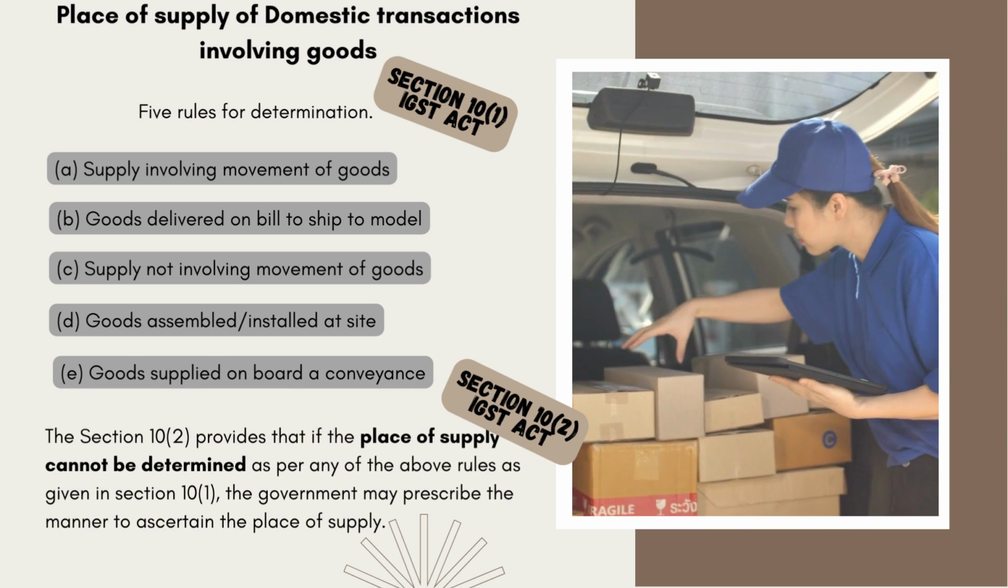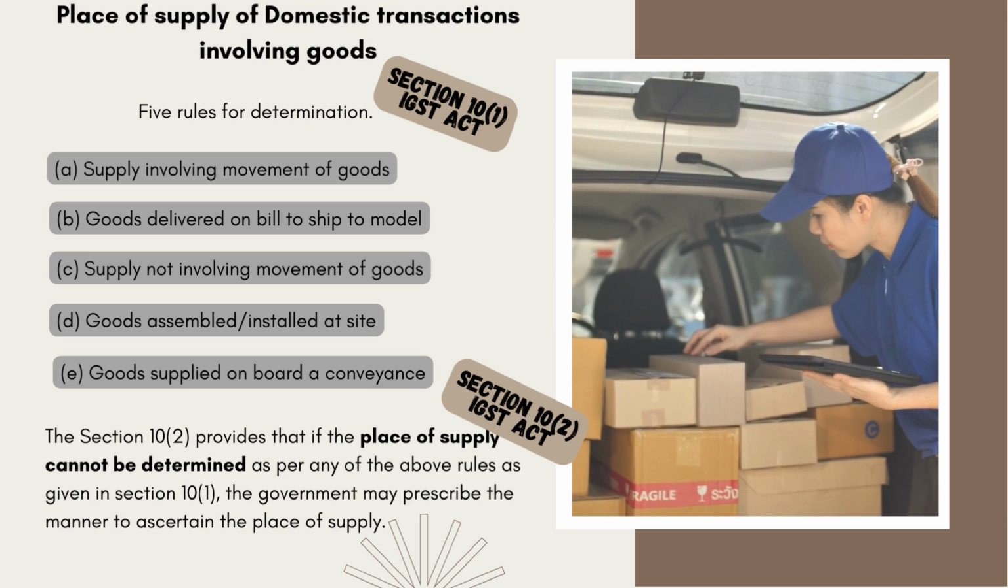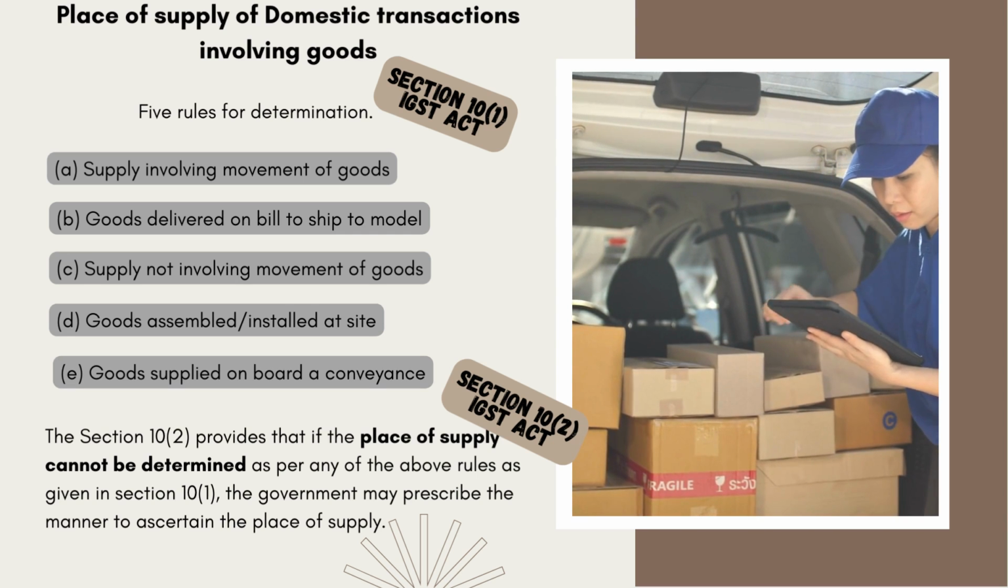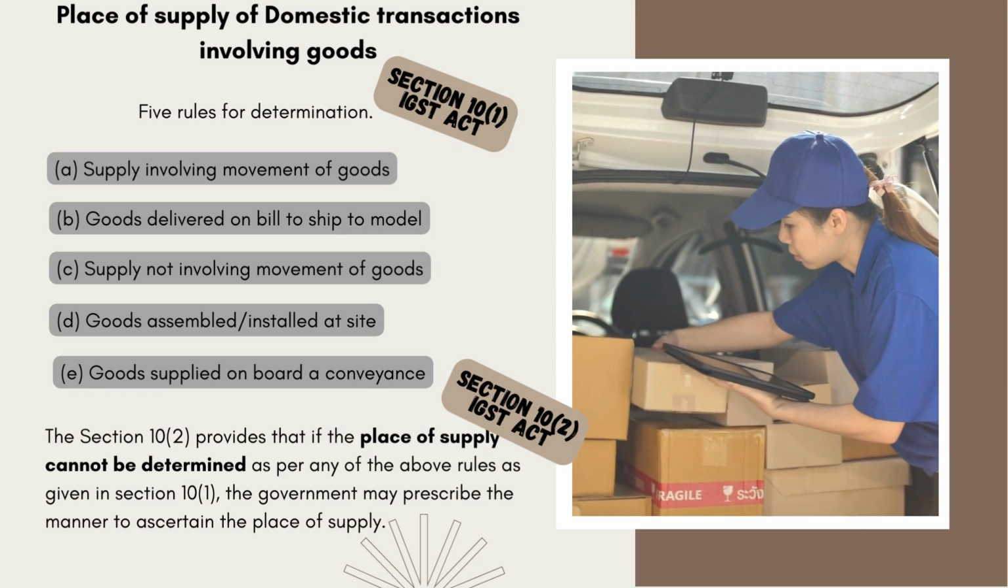Section 10(2) provides that if the place of supply cannot be determined as per any of the above rules given in Section 10(1), the government may prescribe the manner to ascertain the place of supply.